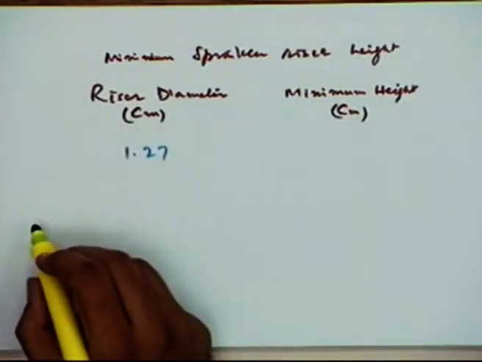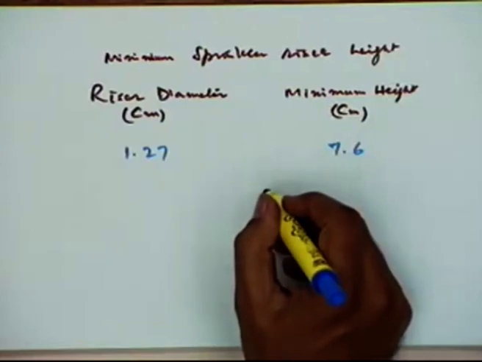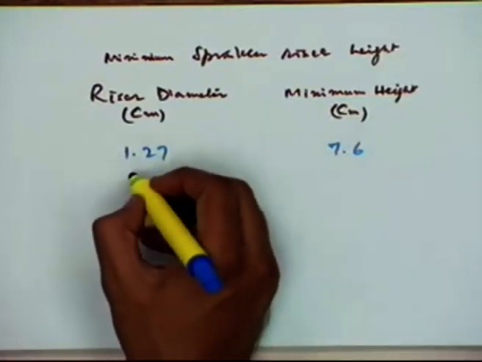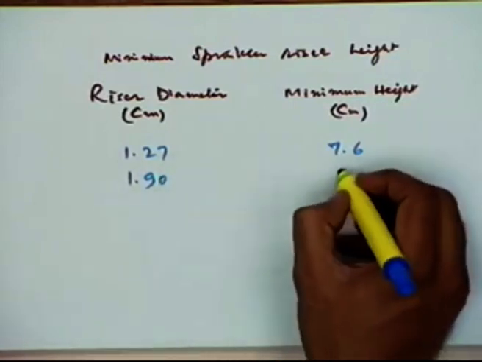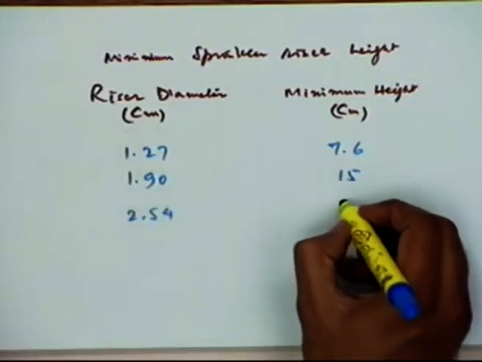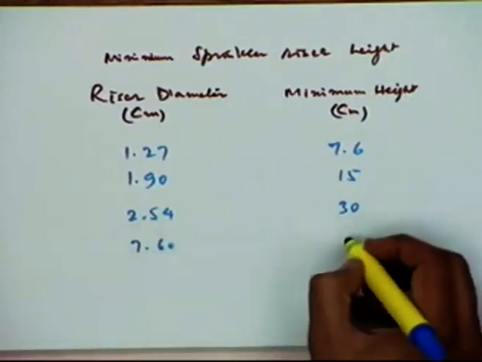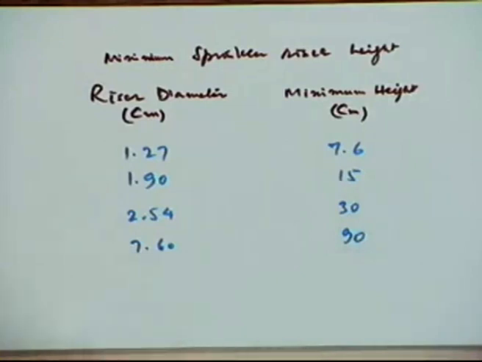If the riser pipe diameter is 1.27 centimeters, the minimum height of the riser pipe should be 7.6 centimeters. Similarly, there are other recommended values which are given for the range of diameters which are normally used. So these are the various values which are recommended values for the riser pipe height with respect to the diameter of the riser pipe used.